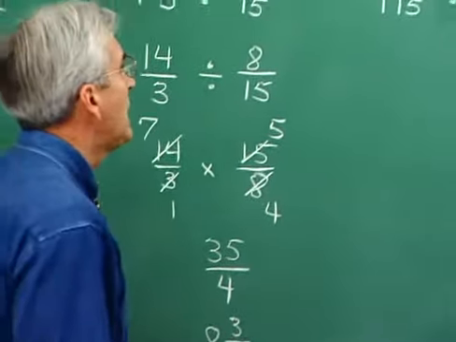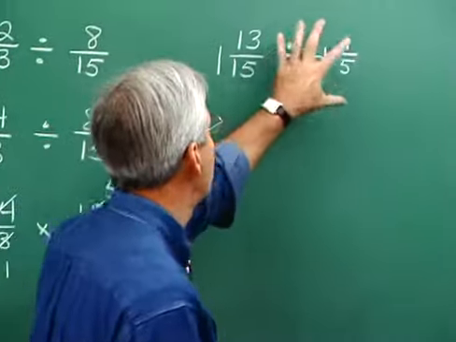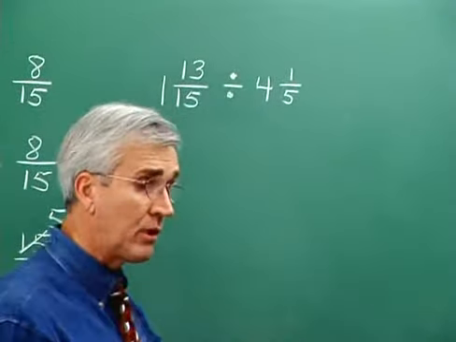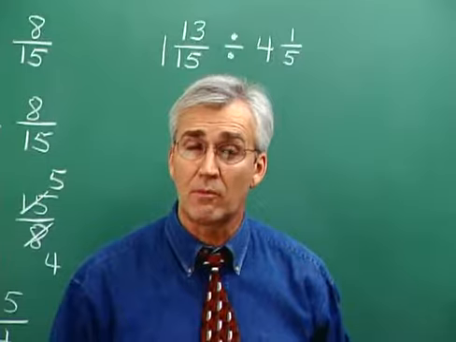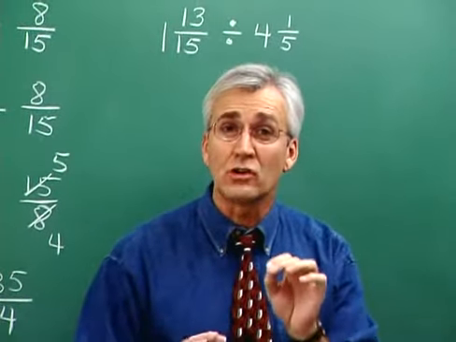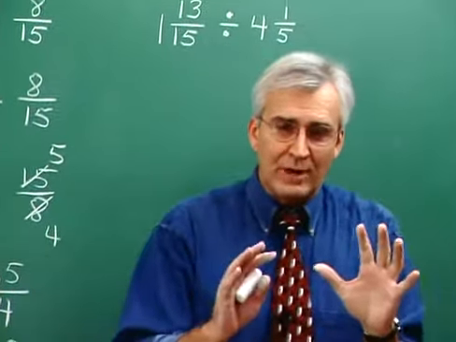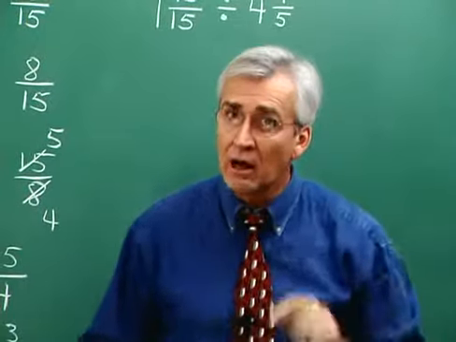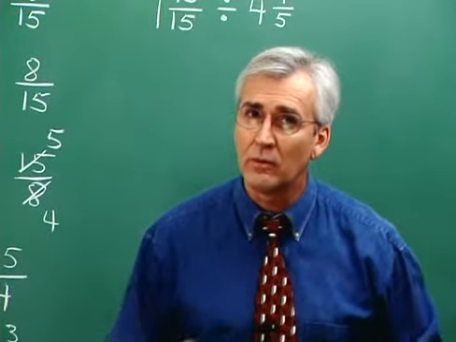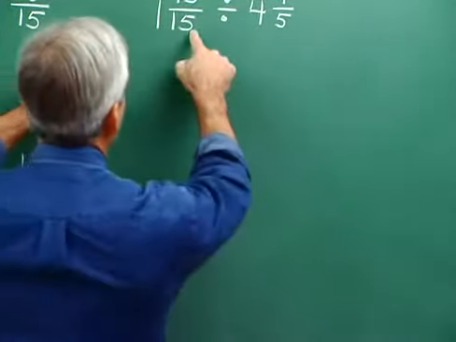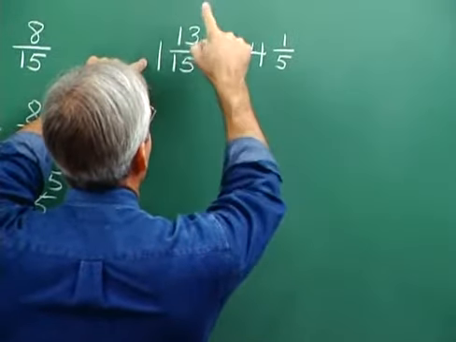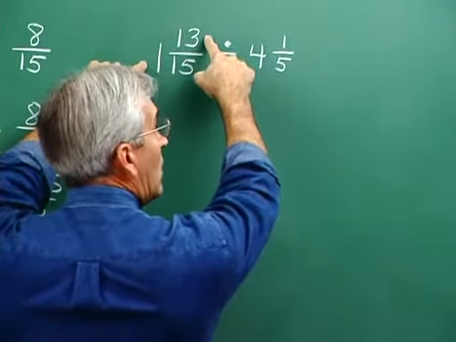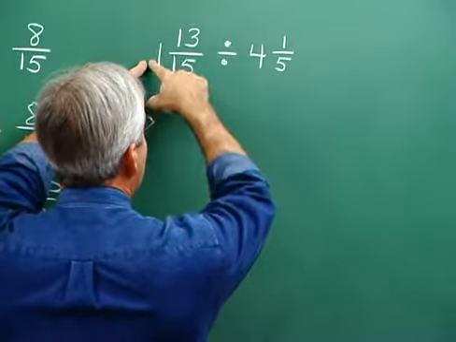Here's another one. Now notice this one, we have a mixed number here and a mixed number here. So in our first step, we're going to just change mixed numbers to improper fractions. We're not going to try to both change mixed numbers to improper fractions and flip over that second fraction. See, we're not going to do that. All right, so here we go. 15 times 1 is 15 plus 13.